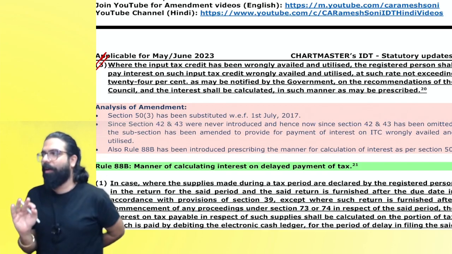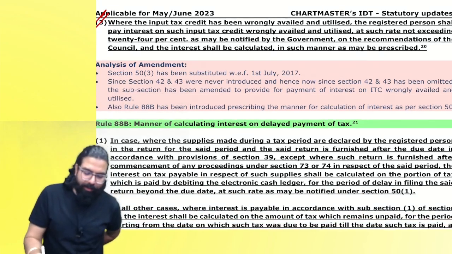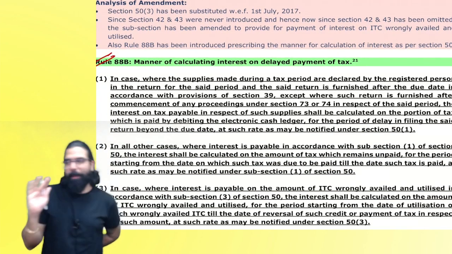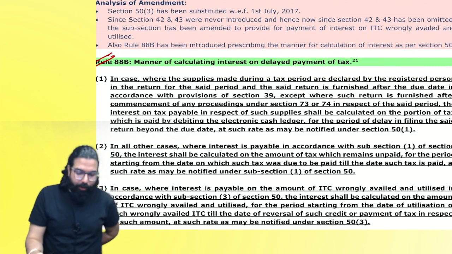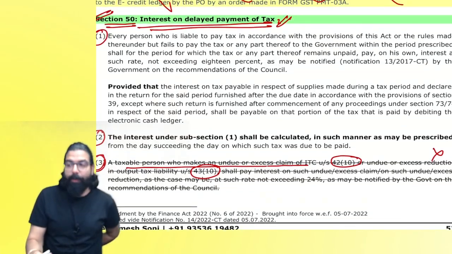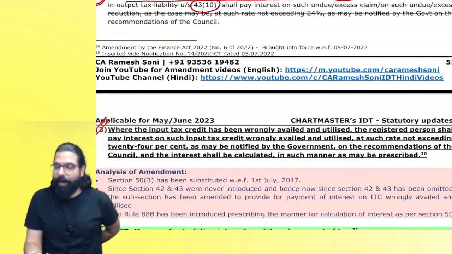Section number 50, subsection 3. We will learn about this along with rule number 88B. Can I go ahead, everyone? Now I will read with you section number 53, read with rule number 88B.